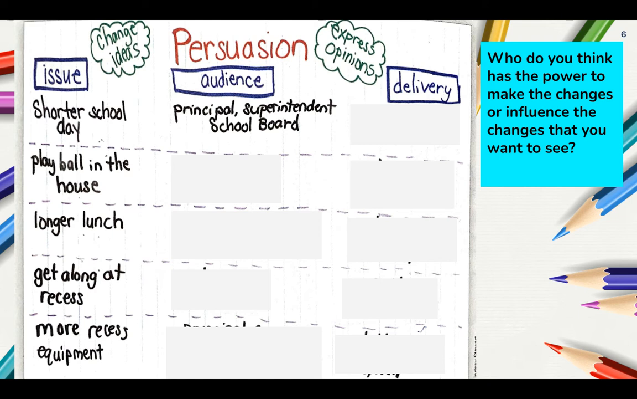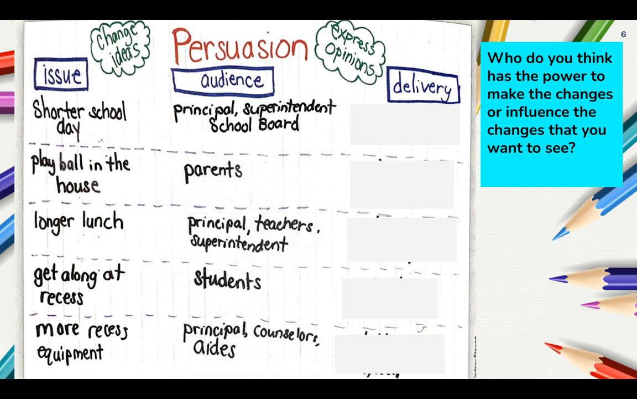Okay, so if these people have the power to make change, these are who your audience would be and should be. These are the people to keep in mind when you're writing your persuasive piece. These are those people who can influence change and therefore the people that you want to persuade of your ideas. You could start with phrases such as I wish or I would change to discuss your issue, and then you would deliver the reasons why.